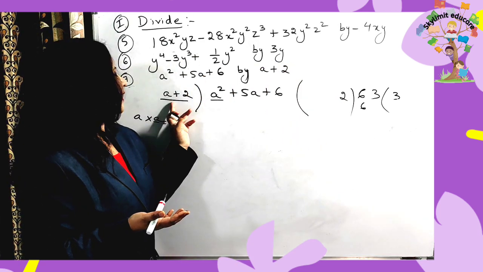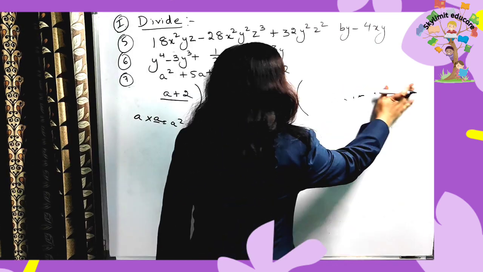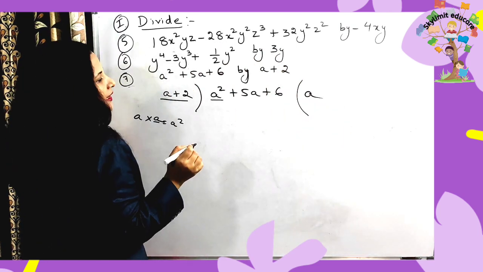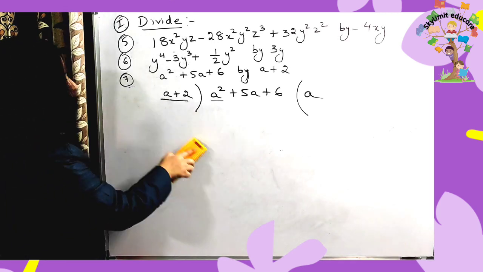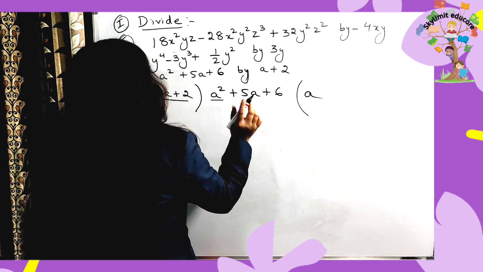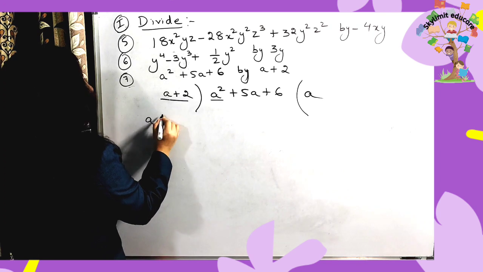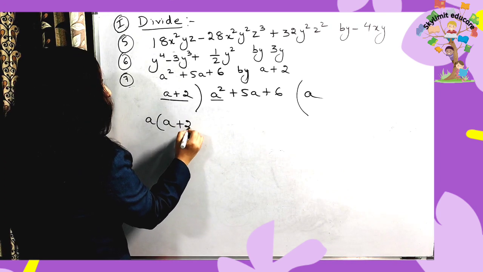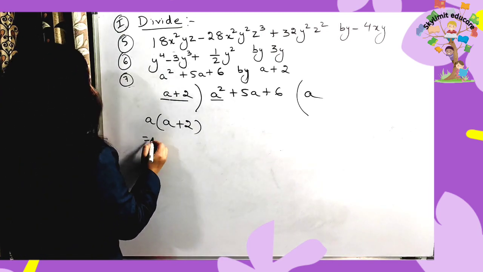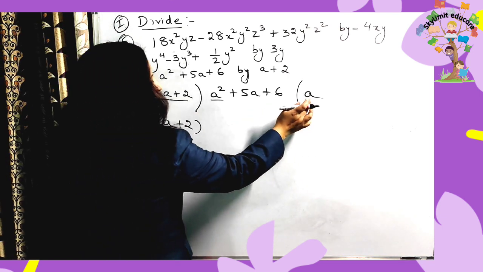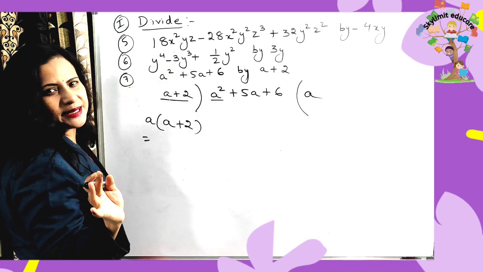How will you get a square from a? By multiplying a with a. So the first quotient here will be a. We will multiply a with a. Clear? Now just see. A is here. You have taken a as the first quotient. Now this a is not only multiplied to a but also multiplied to the whole of the divisor. What is the whole of the divisor? A plus 2. Yes or no? That means a is multiplied to a as well as a is multiplied to plus 2 at the same time.